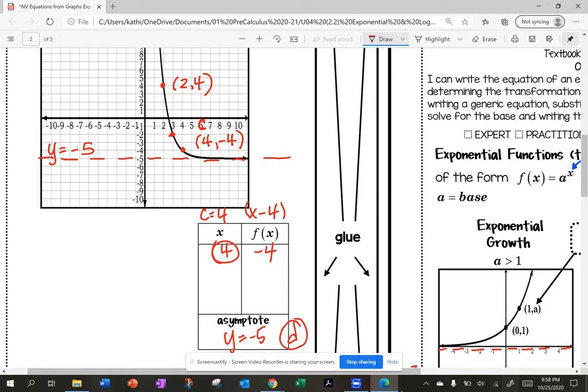So I'm going to write my general equation first. This is f of x equals my base, and I'm going to raise it to my horizontal shift factor, which is x minus 4. And then my vertical shift is my asymptote, which is minus 5. Then I'm going to use my point 2, 4. This is what I'm going to use to substitute.